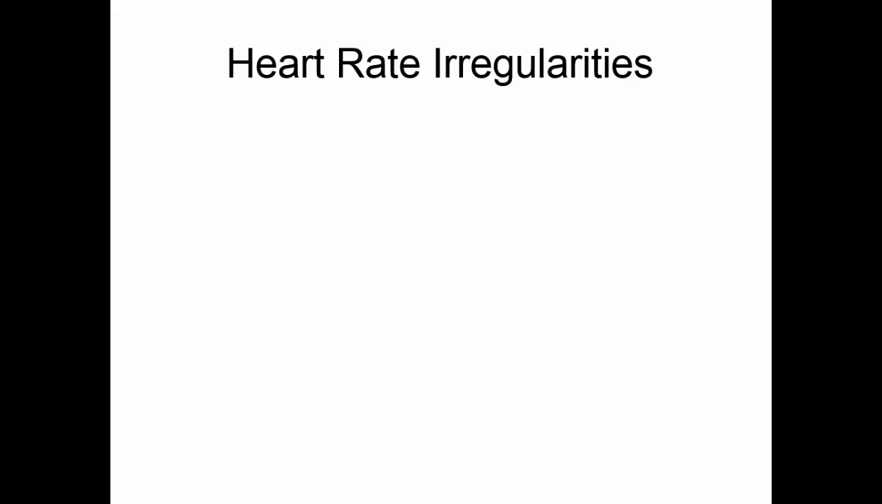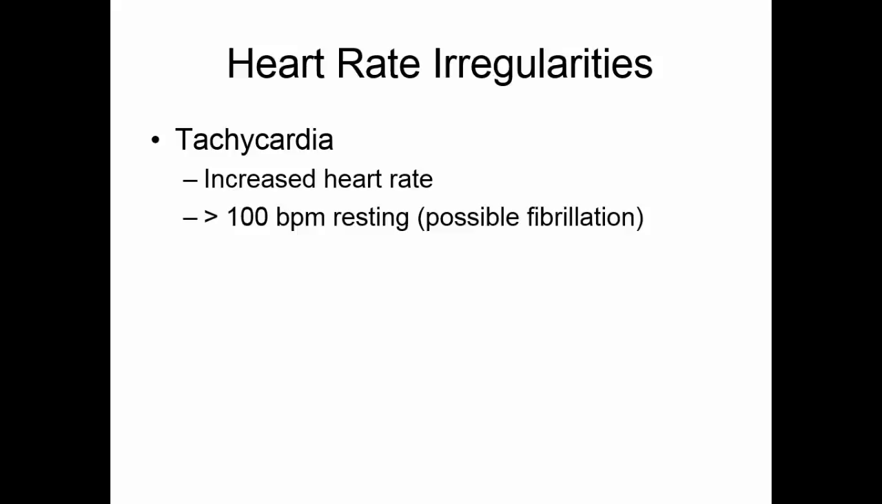There are some heart rate irregularities. Tachycardia is when you have an increased heart rate. This is when the heart rate is greater than 100 beats per minute when you are resting. You're not doing anything, you're just sitting around. The problem when the heart goes over 100 beats per minute is the heart is beating so fast it may get out of rhythm, and that is called fibrillation.